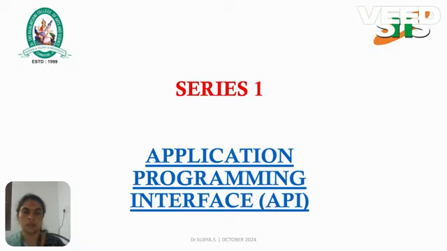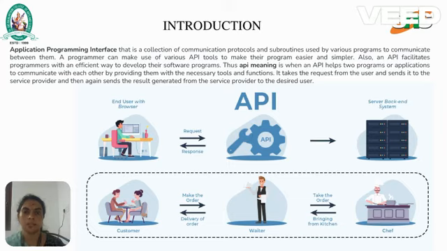Here in series 1 video, I'm going to discuss the application programming interface, that is API. An application programming interface is a collection of communication protocols and subroutines used by various programs to communicate between a client and a server. A program can make use of various API tools to make programs easier and simpler. Also, an API facilitates programmers with an efficient way to develop their software programs.